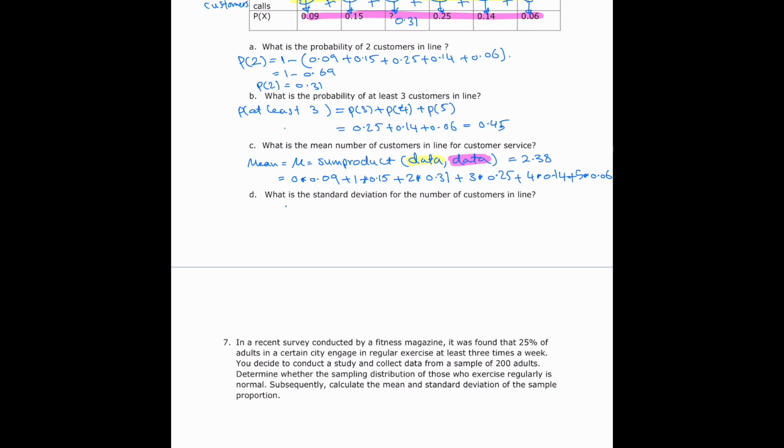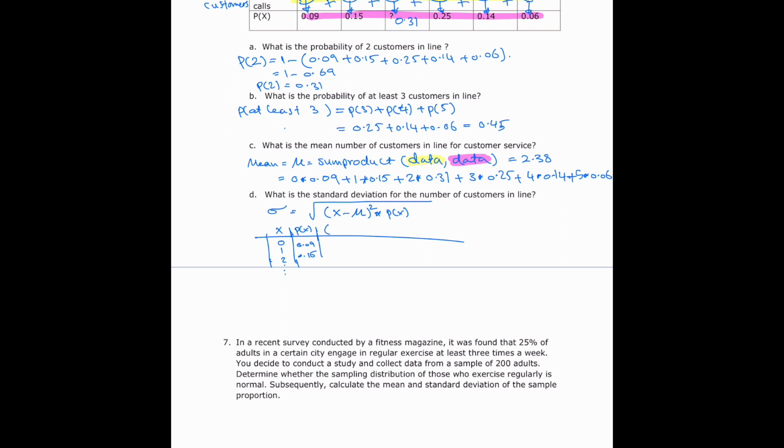So the formula for the standard deviation states that it is the square root of, take the x, subtract the mean from each x, square that amount and multiply it with p of x. In other words, you're going to create a table. In the first column x, the second column p of x. You already computed the mean, so you have your x's 0, 1, 2, etc. And you have the probability 0.09, 0.15, and etc.